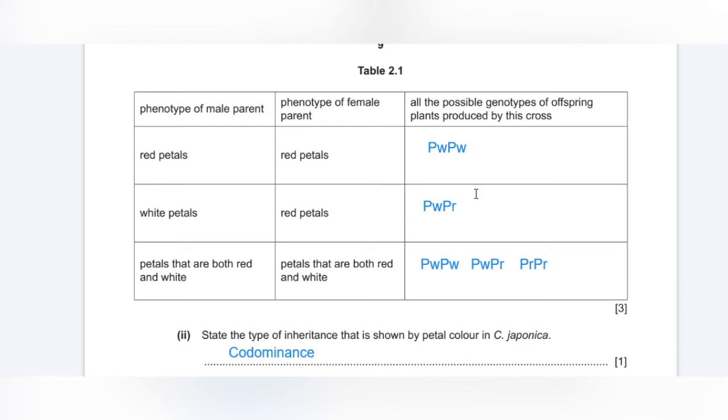Just make sure that you write the subscripts in the format that they are shown as in the question. I wasn't able to do that, so I wrote them as is. And as for the inheritance, that will be codominance, since both of the alleles are expressed in the phenotype of a heterozygous individual when both of them are present.